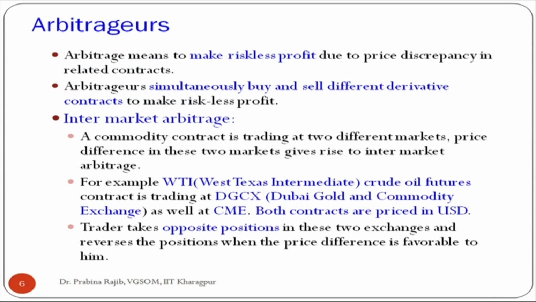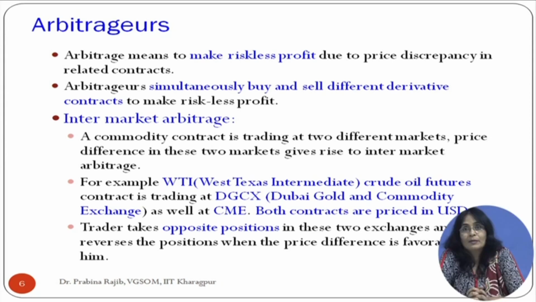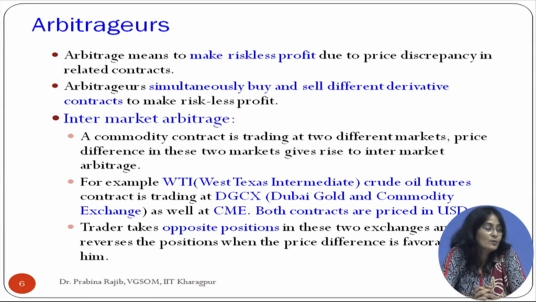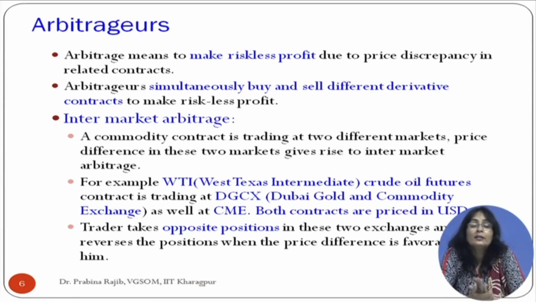Now who is an arbitrager? Arbitrager, as all of us know, makes a risk-less profit by buying and selling simultaneously. So an arbitrager has to buy and sell two different contracts at a given point of time. Let me give you one example of an intermarket arbitrage. So what is exactly an intermarket arbitrage? Let's say the gold futures contract is trading at CME, and a gold futures contract in dollar terms is also trading at Dubai Gold Exchange.